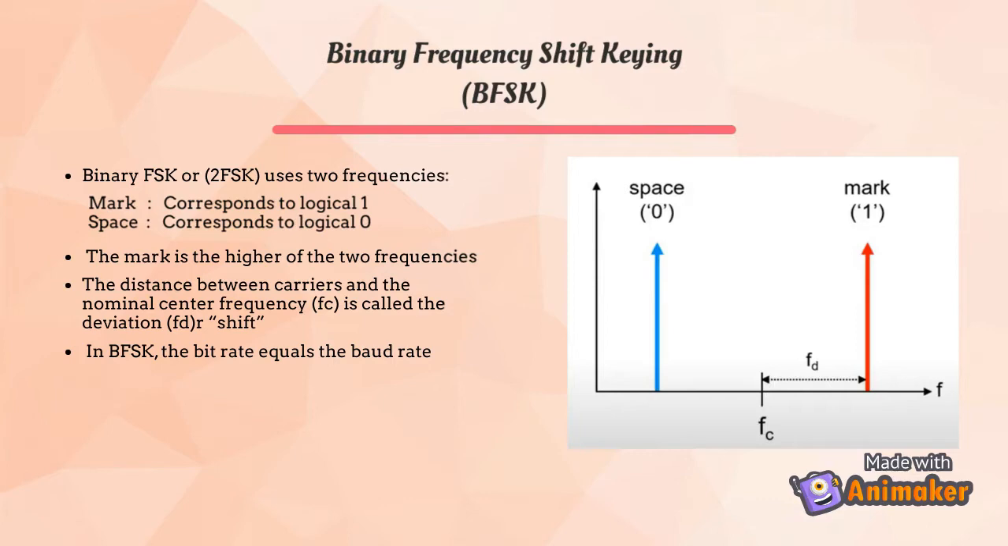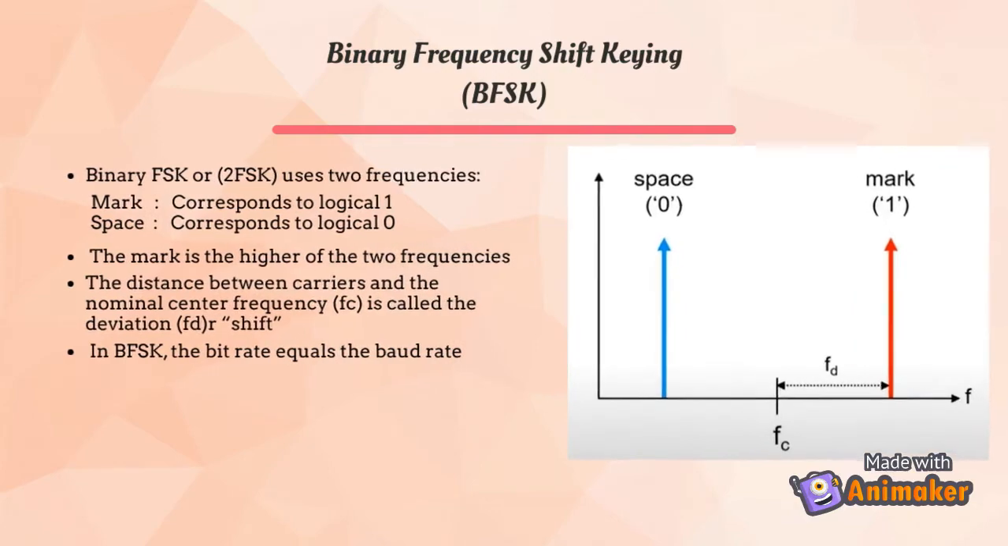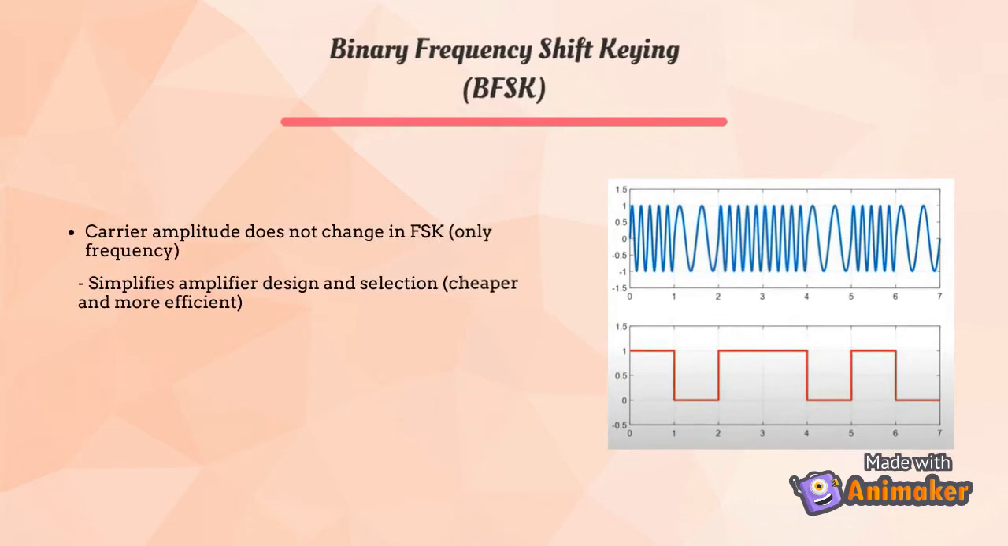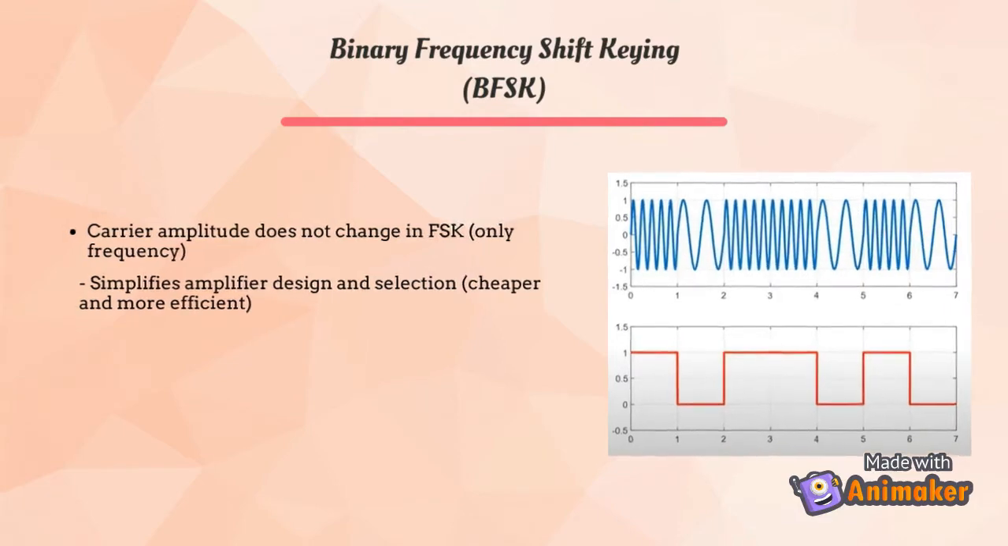Note also, in BFSK, the bit rate equals the baud rate, in other words, the symbol interval. We can transmit either a 0 or 1, that is 1 bit. Looking at the time domain representation of FSK, we can clearly see the amplitude of the carrier does not change. This is a significant advantage in that it simplifies amplifier design and selection. We can recover the information even if a non-linear amplifier causes amplitude fluctuation in the transmitted or received signal.